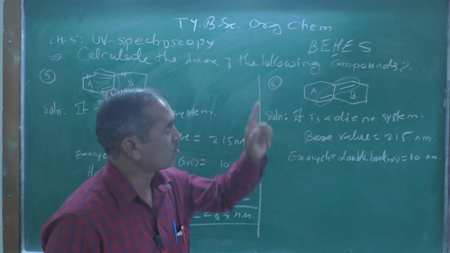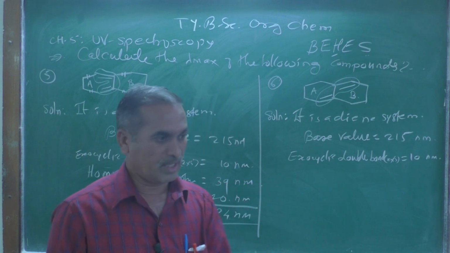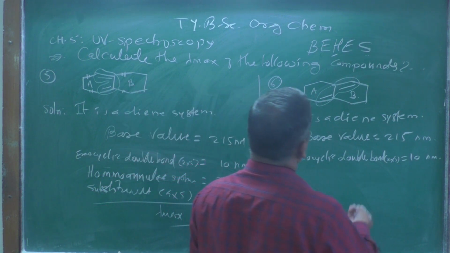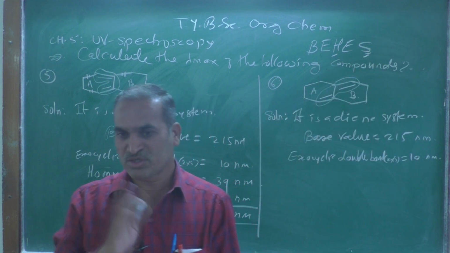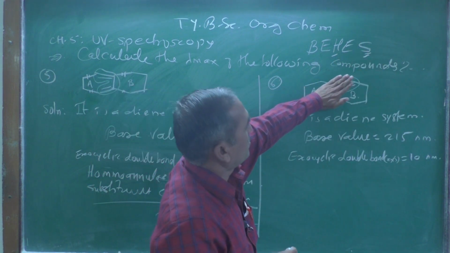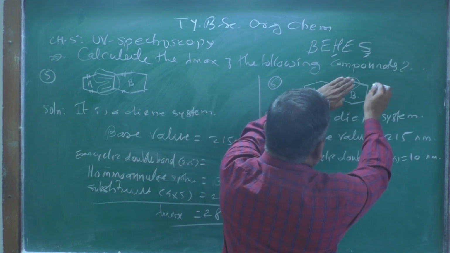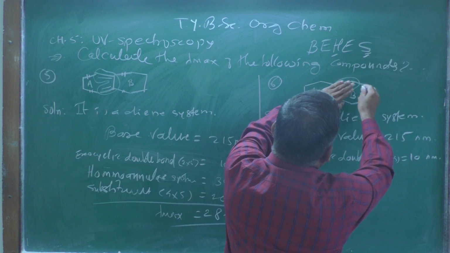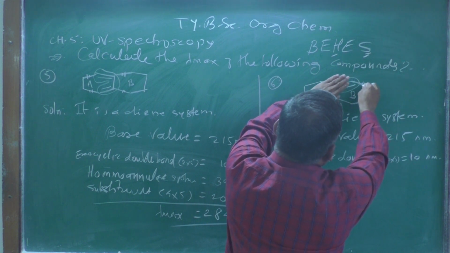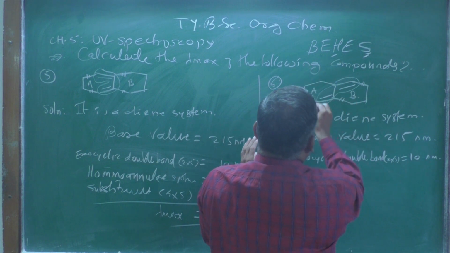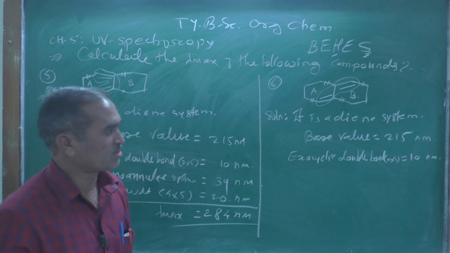Now moving toward the substituent. You are an expert now in counting the substituents, right? This is what we can call a diene system, and outside whatever ring residue, the alkyl groups are considered to be substituents. Look at here, count here: 1, 2, 3, and 4. Once again, there are 4 substituents.